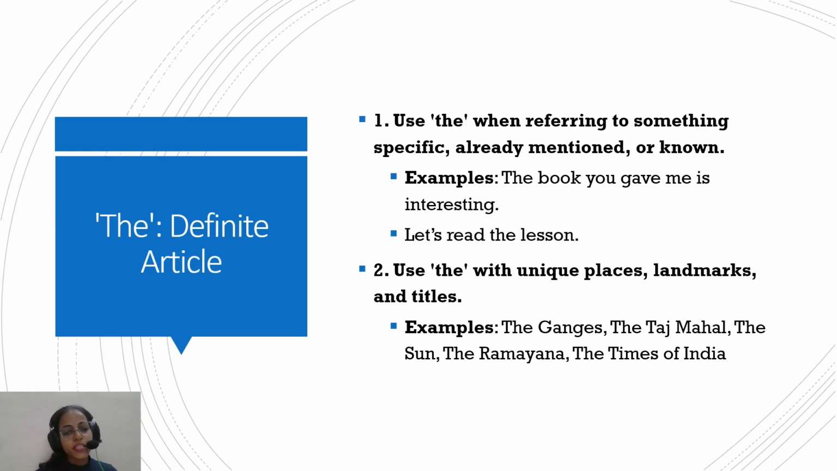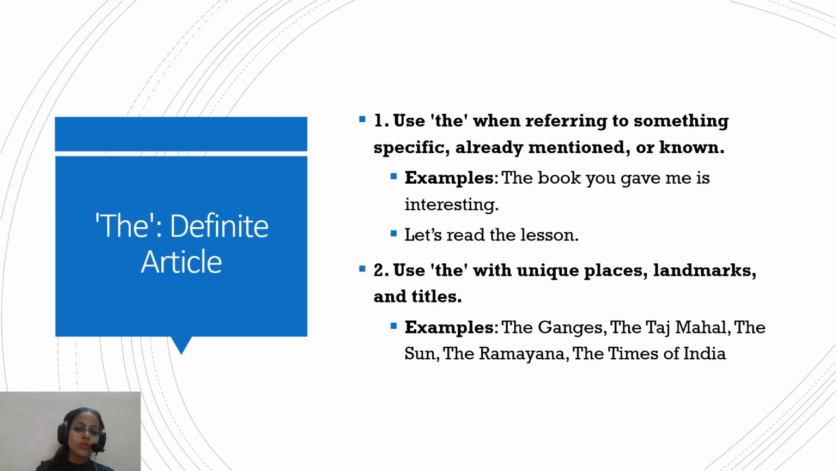Now we get to the definite article, that is the. You use the when you are referring to something specific, already mentioned, or something that is known. So the book you gave me is interesting. Now I am referring to that specific book that you have given me. When I say the book you gave me, the moment I use the definite article the, it means that you and I both understand we are talking about the book that you have given me.